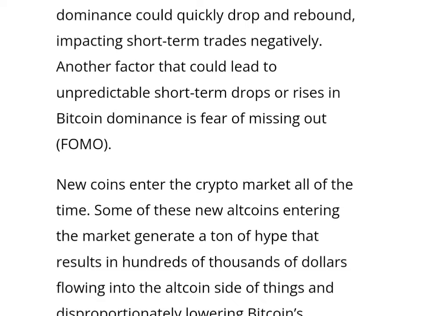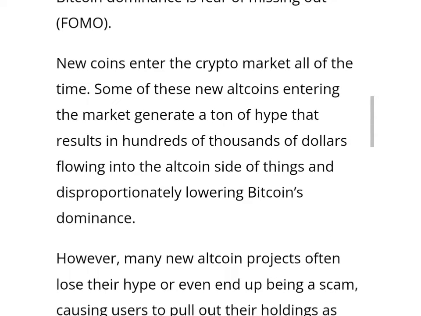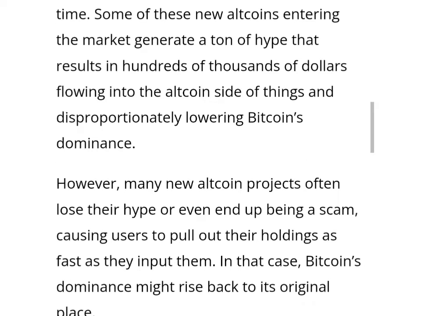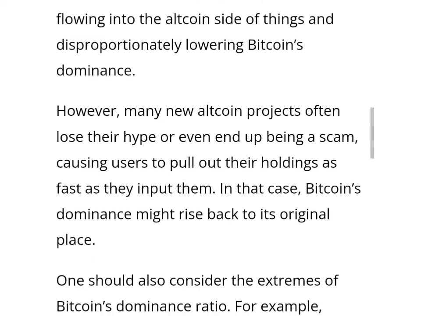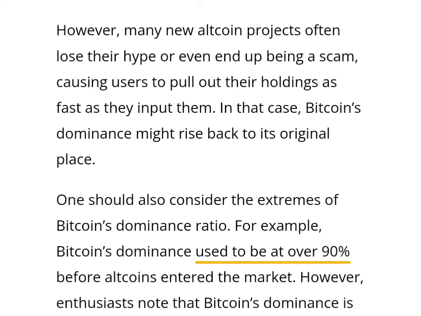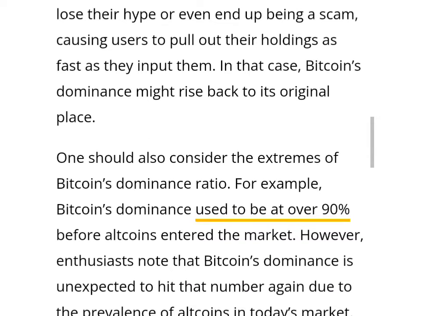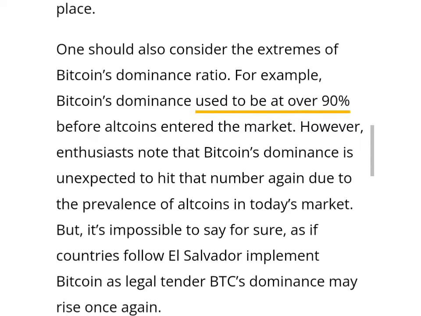Another factor that could lead to unpredictable short-term drops or rises in Bitcoin dominance is fear of missing out, FOMO. New coins enter the crypto market all of the time. Some of these new altcoins entering the market generate a ton of hype that results in hundreds of thousands of dollars flowing into the altcoin side of things and disproportionately lowering Bitcoin's dominance. However, many new altcoin projects often lose their hype or even end up being a scam, causing users to pull out their holdings as fast as they input them. In that case, Bitcoin's dominance might rise back to its original place.